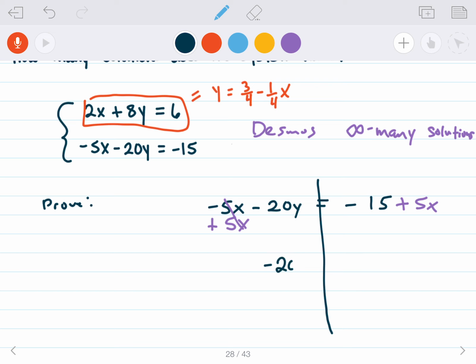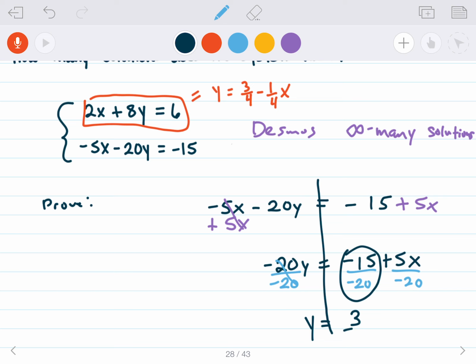When I do that, I get negative 20y on the left equals negative 15 plus 5x on the right. Now my last step is to divide everybody by negative 20 on the left and the right, and to simplify as much as I can. So on the left, I'm just left with y, which is what I wanted. On the right, these two negatives divided make a positive, and 15 over 20 can be reduced by 5. So if I divide 15 by 5, I get 3 on top. 20 divided by 5 is 4 on bottom. So negative 15 over negative 20 simplifies to 3/4.